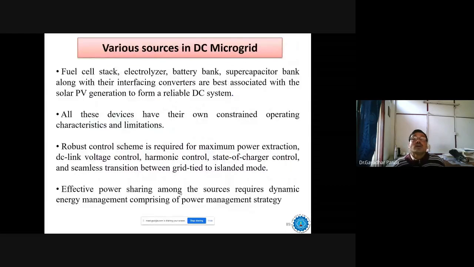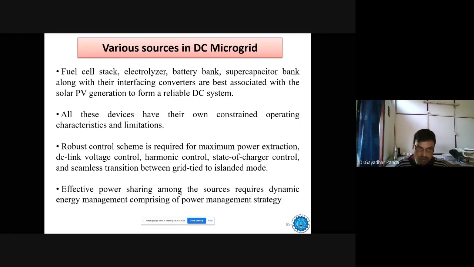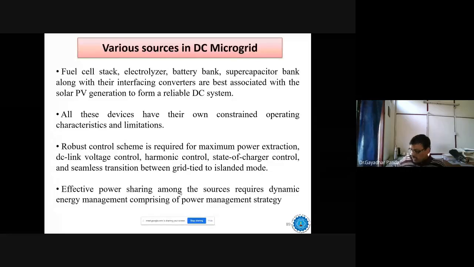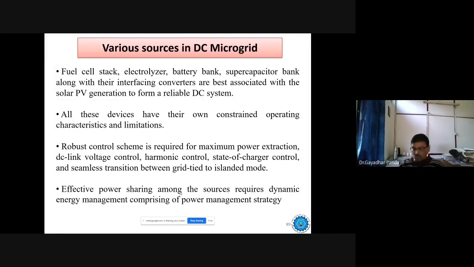The next, as we told you at the beginning, is the DC microgrid. This is also published in one of the industrial informatics journals, taking different sources as well as energy storages. As I told you, we take the fuel cell as the energy storage along with the battery, supercapacitor, and PV. We have taken that, and how the power is managed and controlled, and the DC link voltage, we have published here.